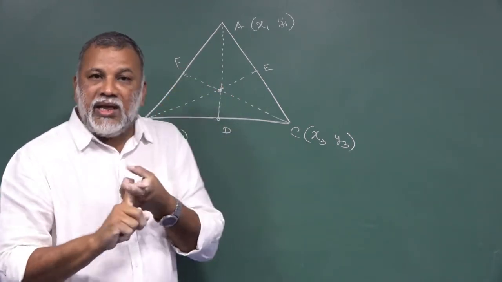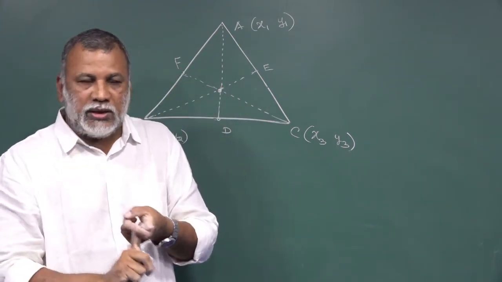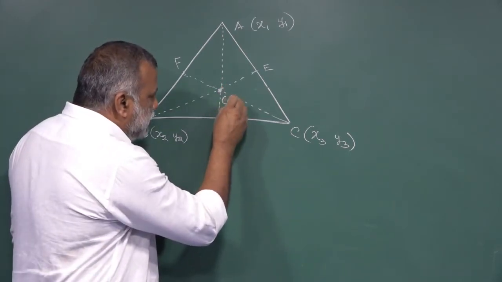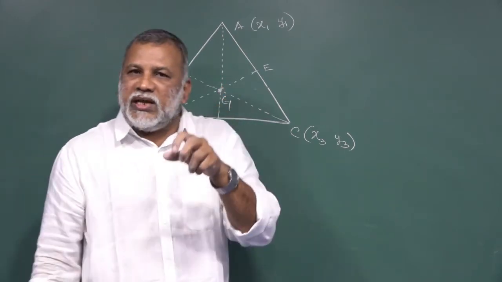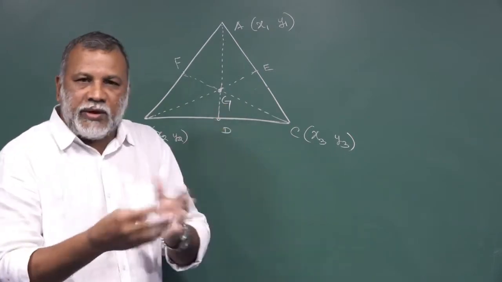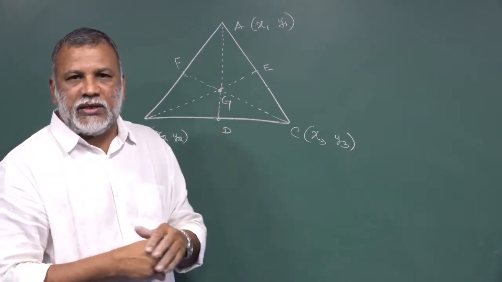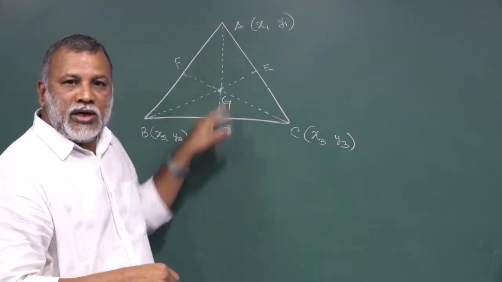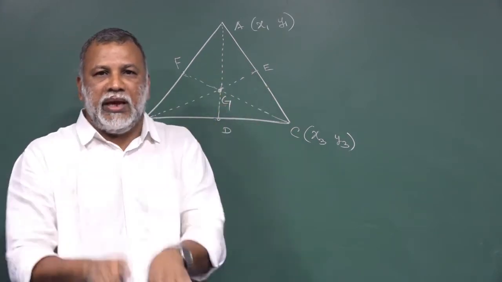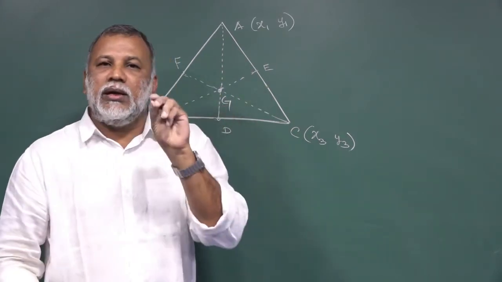These three medians intersect at only one point. That point is called centroid G. So what is the definition now? Just from this diagram you can recall your definition. G is the point of intersection of the medians. This G is called the centroid.